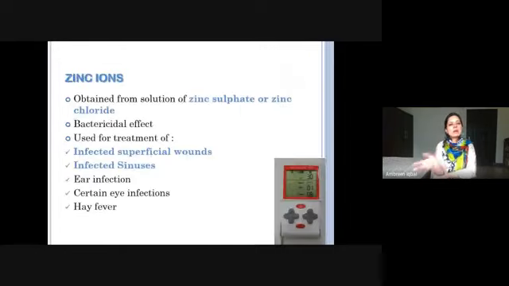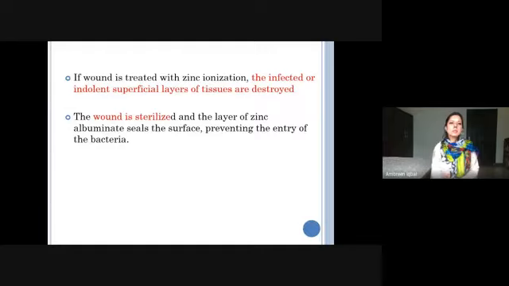Zinc ions are obtained from the zinc sulfate solution and zinc chloride. Bactericidal in action, so used in infected superficial wounds, infected sinuses, ear infections, and certain eye infections. Hay fever is also an autoimmune condition in which there is antibody interaction and causes inflammation of the mucous membrane of the nose. So if the wound is treated with zinc ionization, the infected or indolent superficial layers of the skin are destroyed. The wound is sterilized and the layer of zinc albuminate seals the surface and prevents the entry of bacteria. We are going to discuss this zinc ionization in detail.